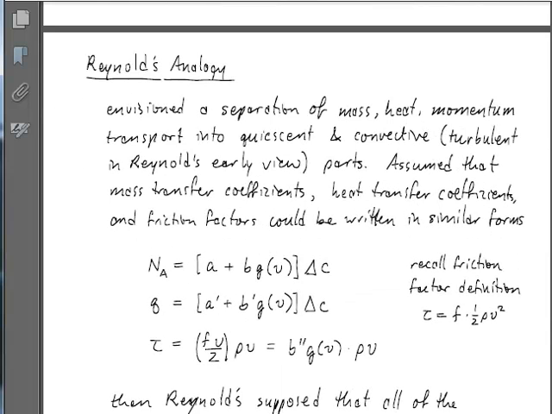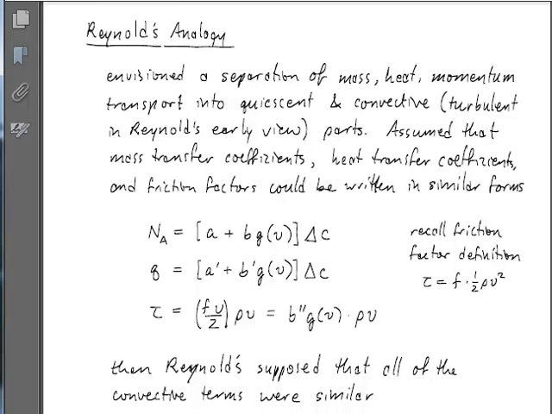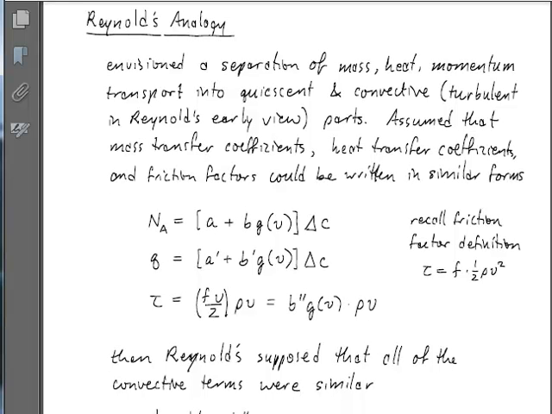So Reynolds recognized this and wanted to make these analogies useful for being able to predict things like heat transfer coefficients and mass transfer coefficients from friction coefficients. So he envisioned this separation of heat, mass, and momentum transport into contributions that come from the quiescent process, that is when the fluid is not moving, and also contributions that come from convective processes when the fluid is moving. And in his early days, Reynolds thought that all fluids moving were turbulent, and so that's the way he describes it.